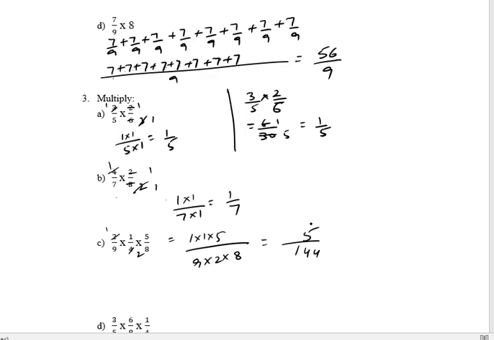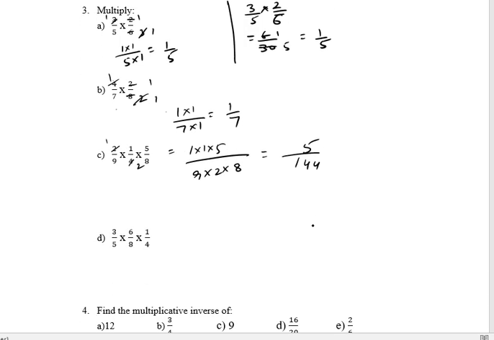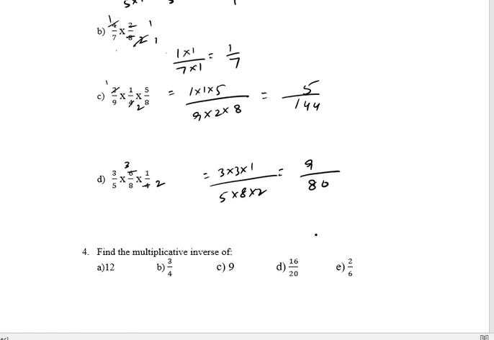So this is the answer. The next one is, if we go with it, we have only 2 threes are 6 and 2 twos are 4. So nothing else. So we have 3 into 1 and we have 5 into 8 into 2. So we have 3 and then 80. Now it has given multiplication only, so we are not simplifying.